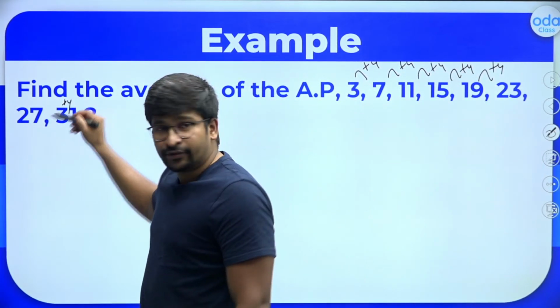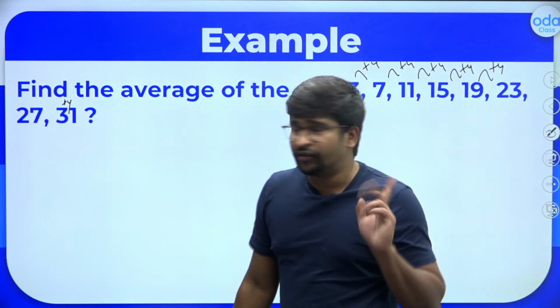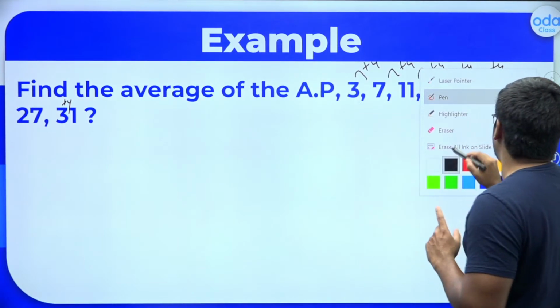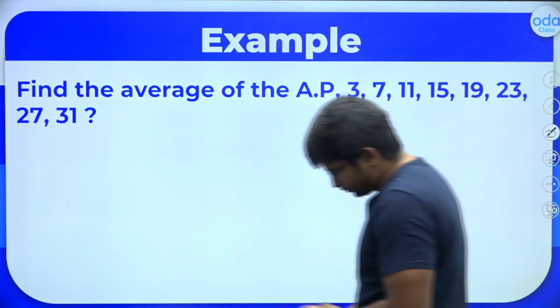And this is also plus 4. Correct? This is an arithmetic progression, all are agreeing to it. Throughout 4 is getting added. So this is an arithmetic progression with a common difference 4.